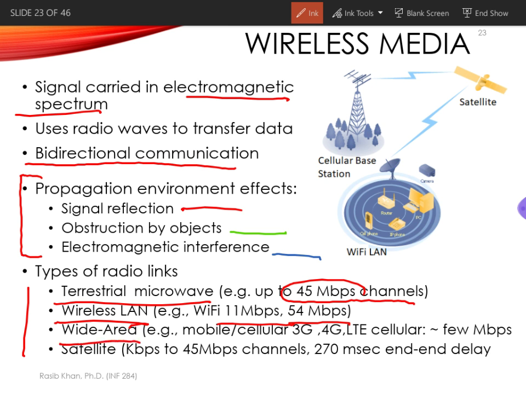For covering a wider area with radio links, we generally use mobile or cellular technology. 3G, 4G, LTE, all these terms that you come across when you're using your mobile phone. And then you have satellite, which is an even wider range, and it has kilobits per second to 45 megabits per second channels. And as you can see, the larger the coverage area, the smaller the allowed data rate that you are able to achieve.